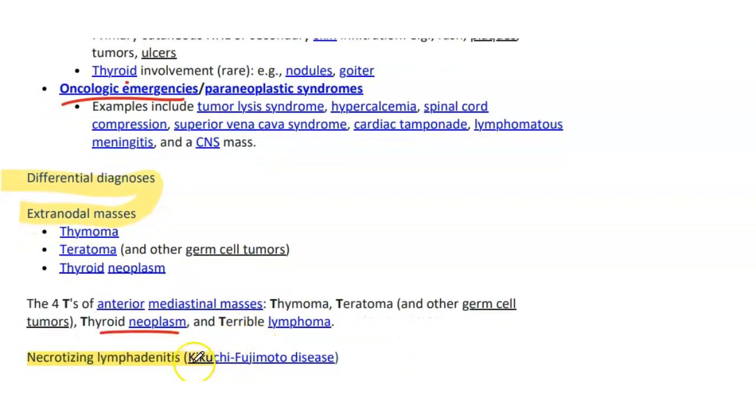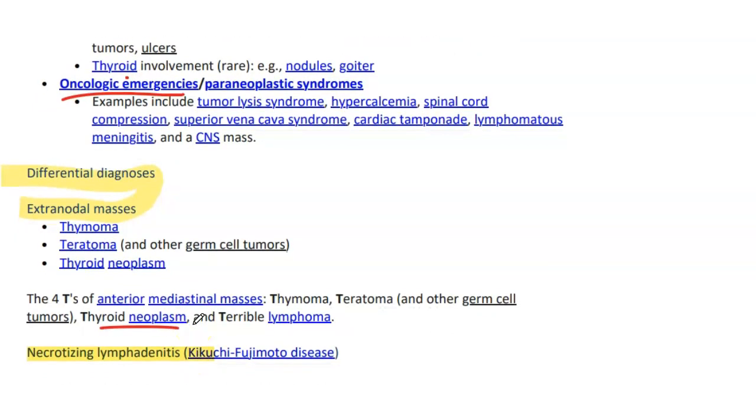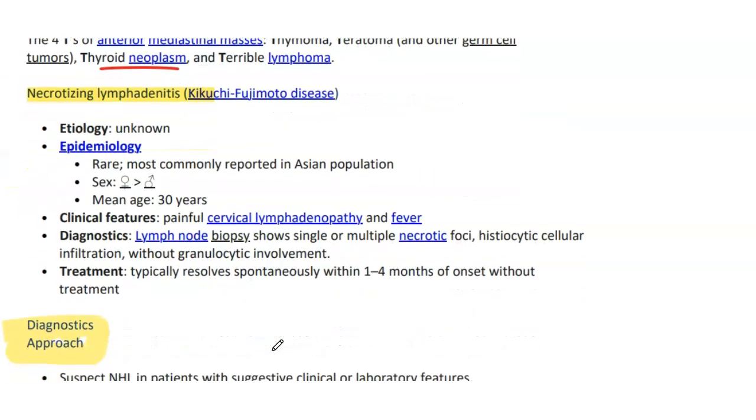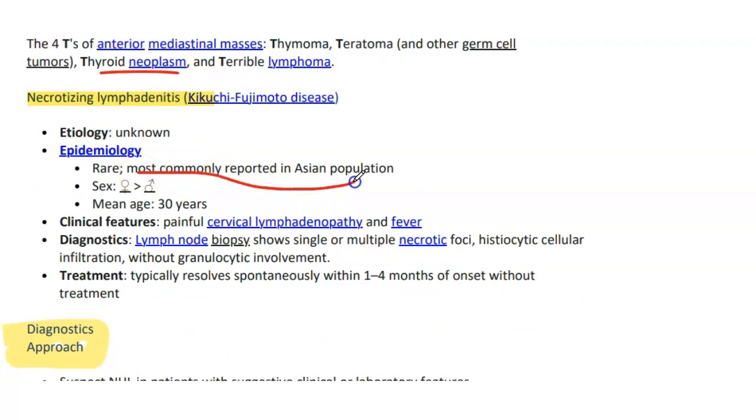Necrotizing lymphadenitis is another differential diagnosis. It is also known as Fujimoto disease. Etiology unknown. Epidemiology: it's rare, most commonly in the Asian population. Mean age is 30 years. Clinical features: there will be painful cervical lymphadenopathy and fever. So there will be painful lymphadenopathy.